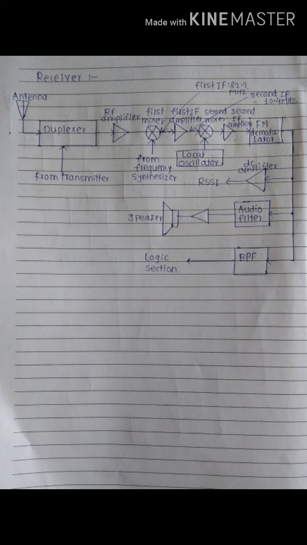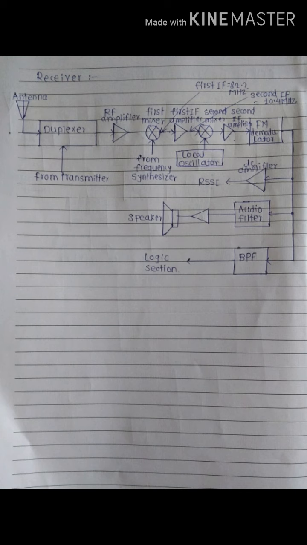The output of the second IF amplifier, that is the amplified signal, is passed to the FM demodulator. Here demodulation takes place, and the output of the FM demodulator is passed to the DC amplifier, audio filter and bandpass filter.